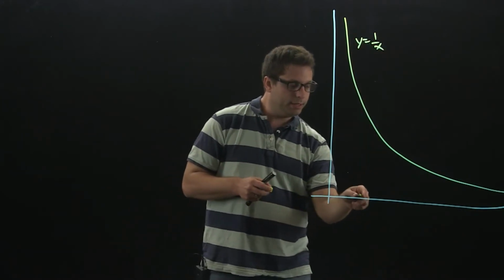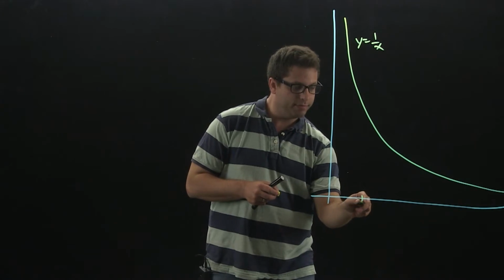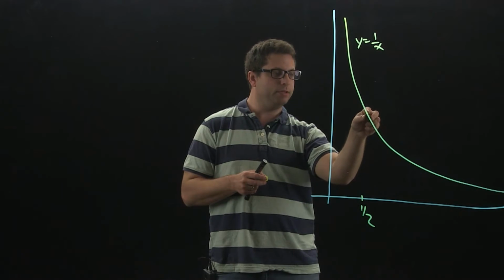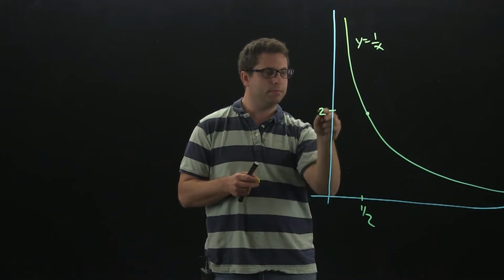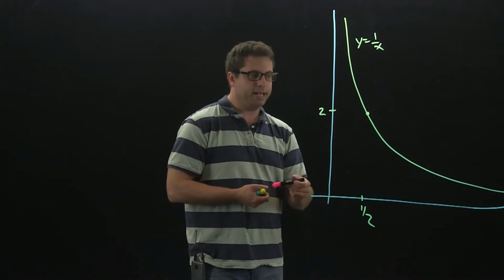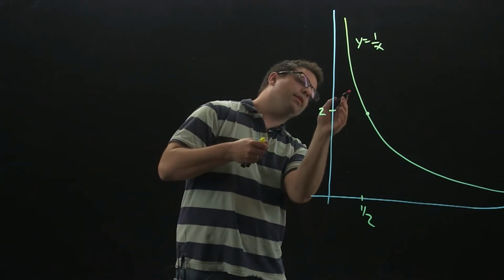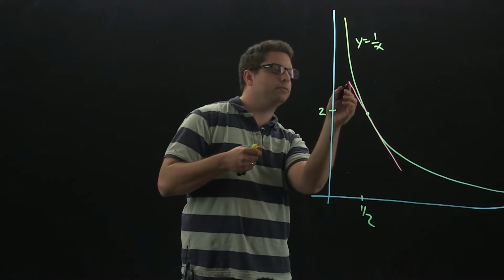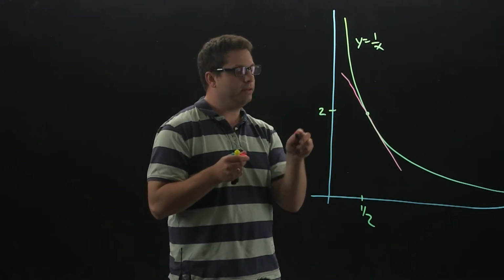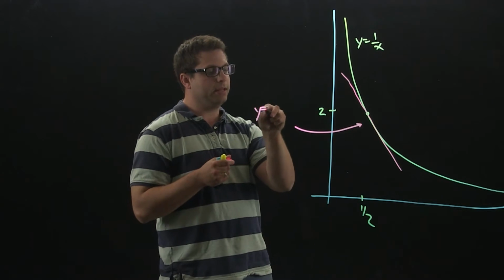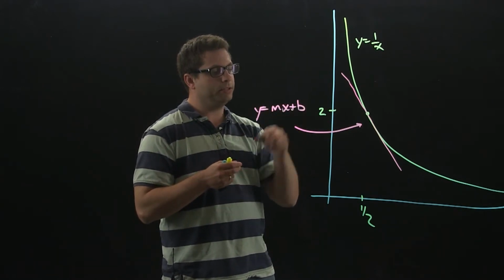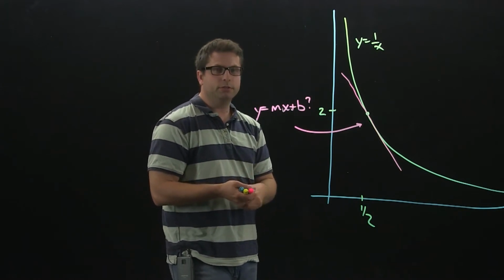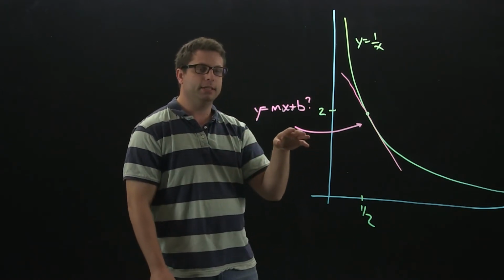And at the point, so I said x is 1/2, and so that would make the y value 2. And I want to find the equation for the tangent line. Now that tangent line is this line right here. So my final answer, what I'm looking for, is this line in the slope-intercept form. So we're going to start doing this by looking at the secant lines.